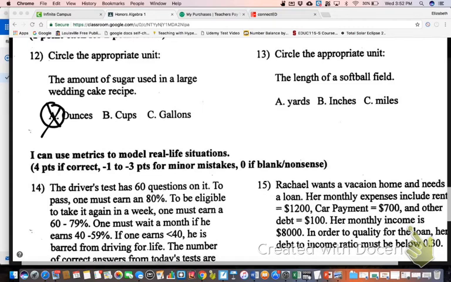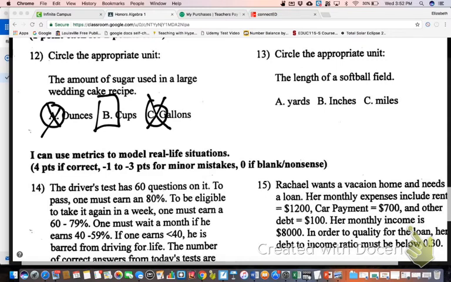And especially with it being a wedding cake, nobody cares how much sugar is in there. So you're going to put quite a bit of sugar in a wedding cake. So ounces is too small. Gallons is obviously, we're not going to put gallons of sugar, even if it's in, I mean, it would have to be like a Guinness Book of World Records kind of wedding cake. So the one that makes sense is B, cups.